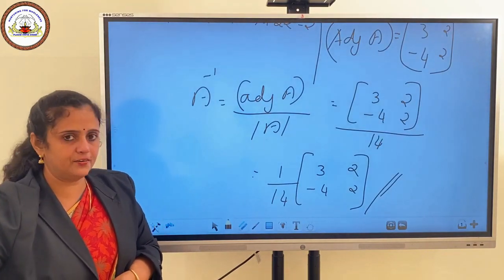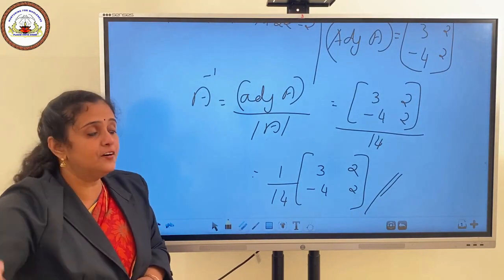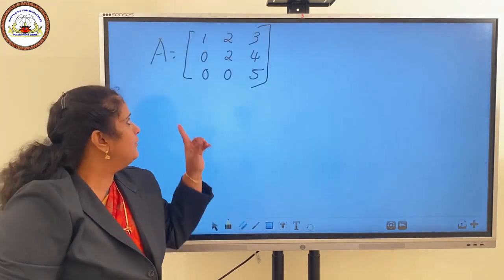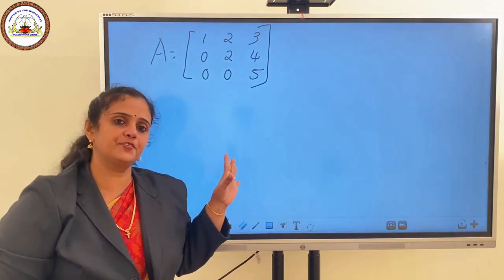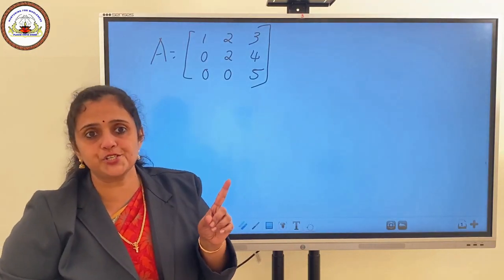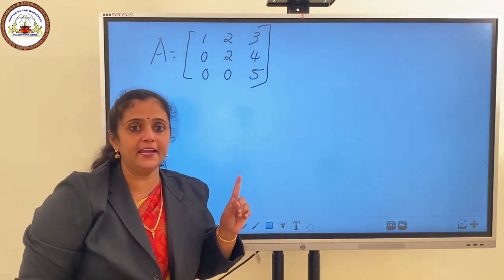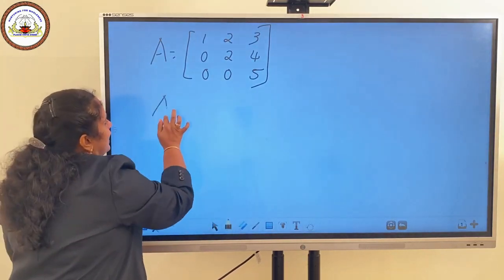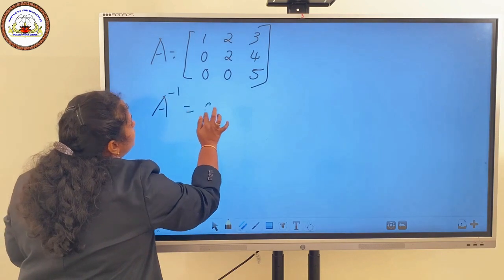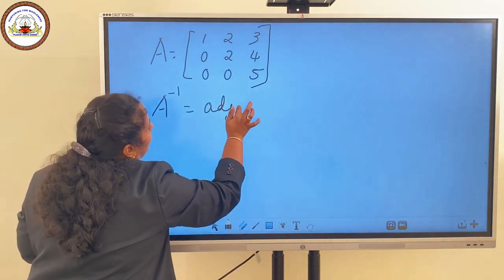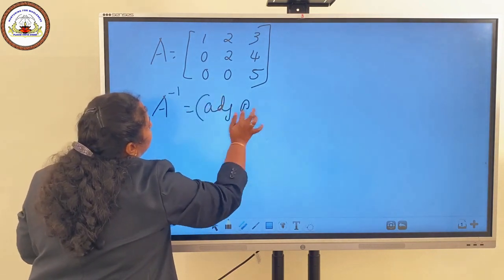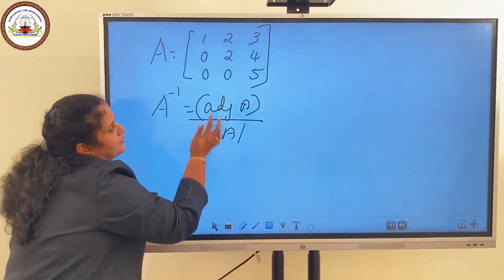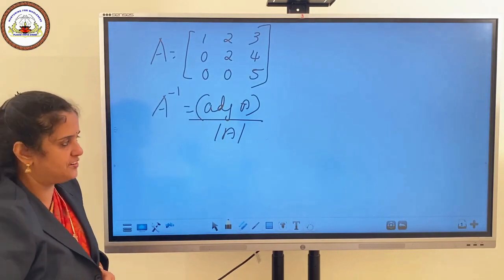Then we can move to the next one. Find the inverse of the matrix. Then we can find the inverse of a 3 by 3 matrix. We know how to find the inverse of the matrix. A inverse is equal to adjoint of A divided by determinant of A. Write the formula first. Then we can find the determinant first.